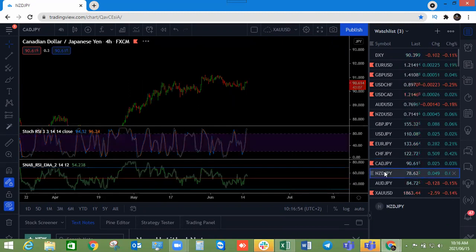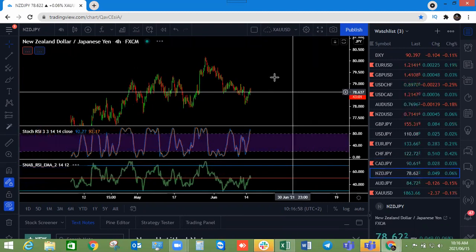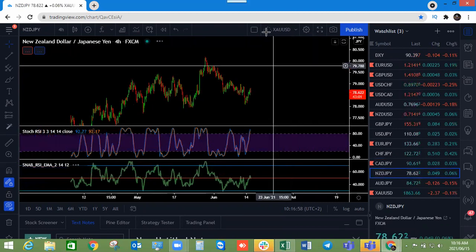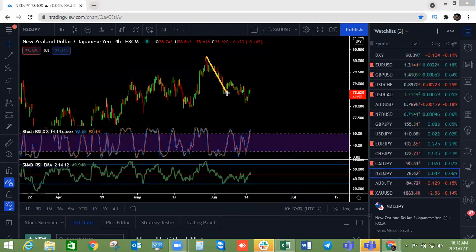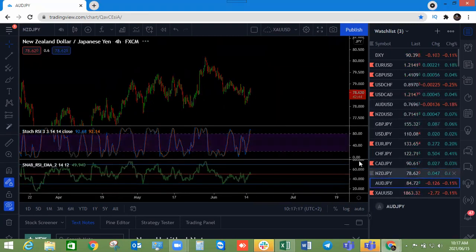New Zealand. Also a three-wave structure, but look for it to push to the upside. This one was textbook because it almost traded into the blue box. So wait for this to continue pushing up higher and give us a structure like that. And that is New Zealand Audi Yen.